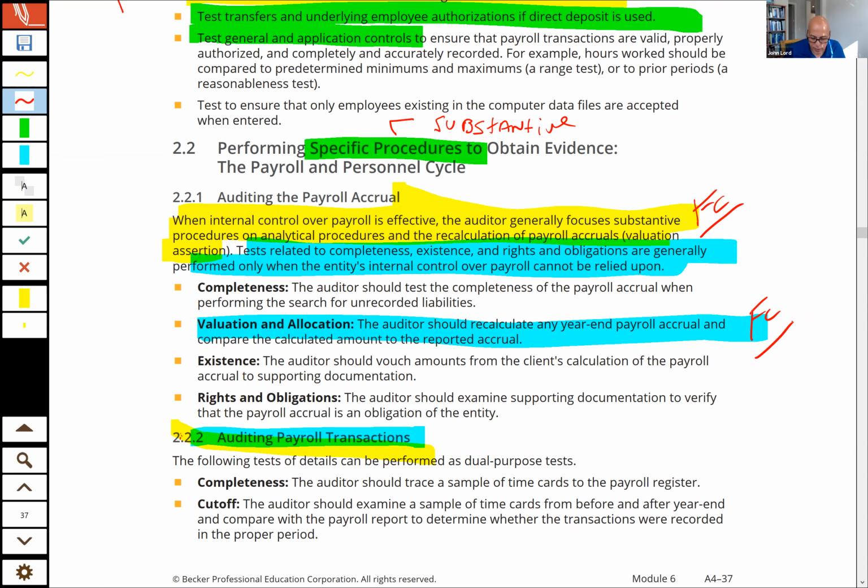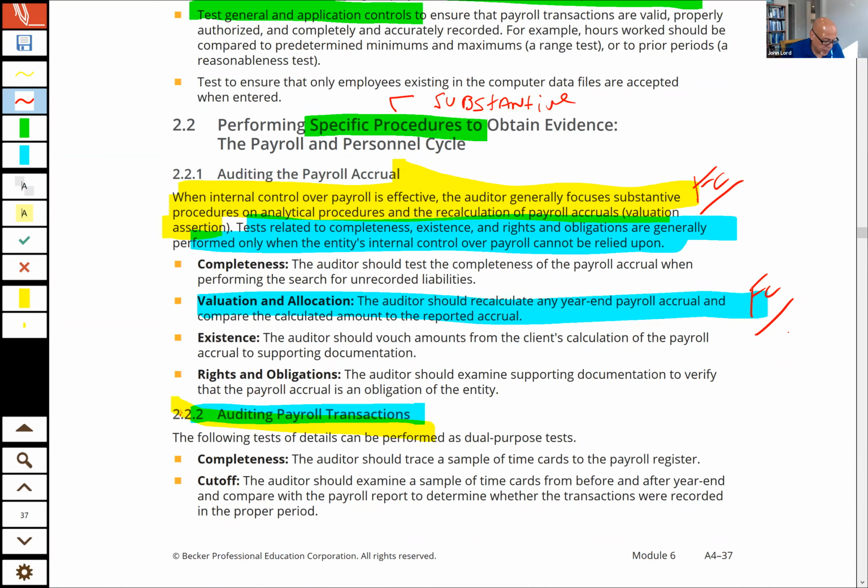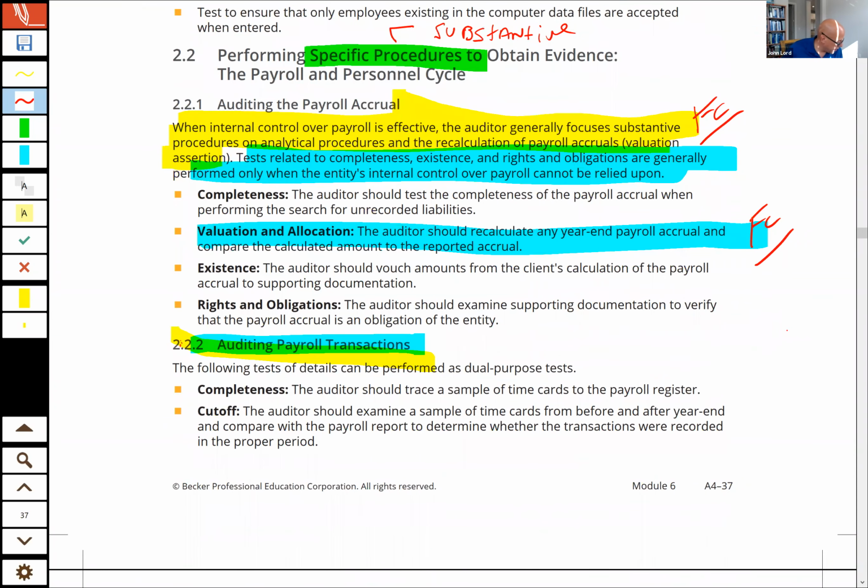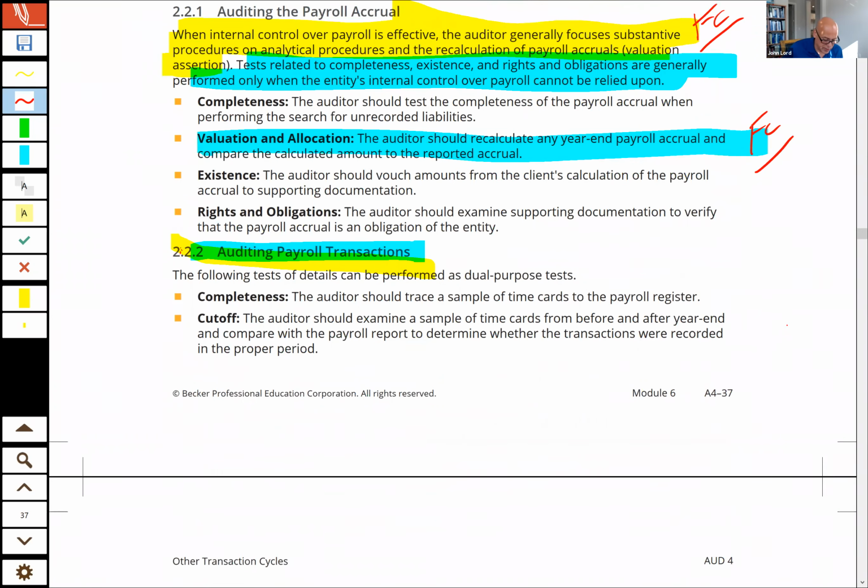And then you're going to obviously have to debit the payroll expense, even though they haven't paid that yet. Okay, good. Now when we deal with transactions, and we tend to do that when the controls are weak, the auditor should trace a sample of time cards to the payroll register. So if somebody worked and punched a time card, then the payroll register should reflect the pay: completeness.